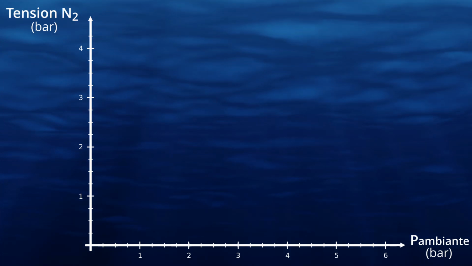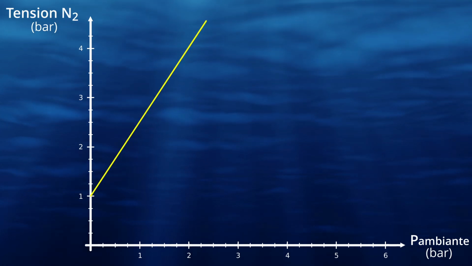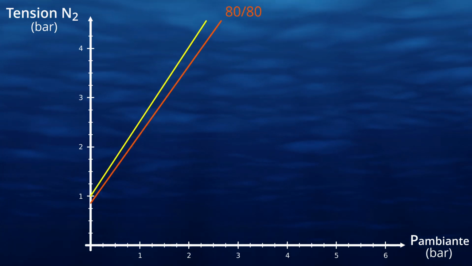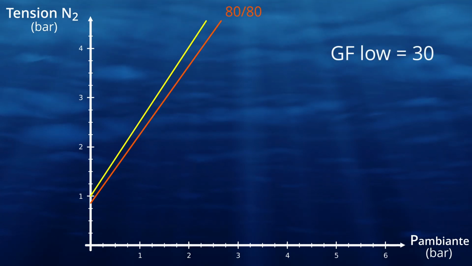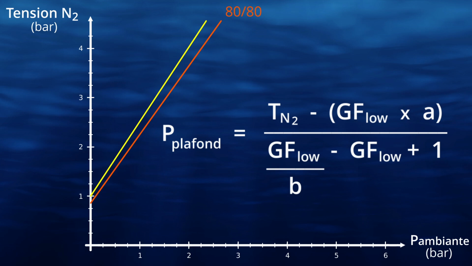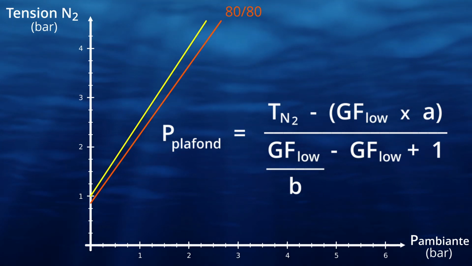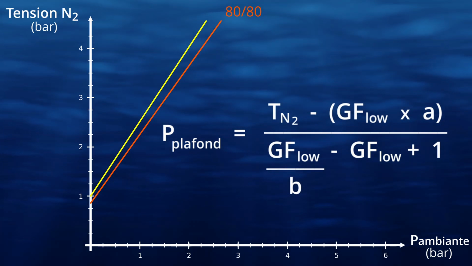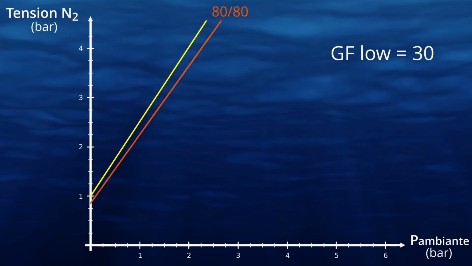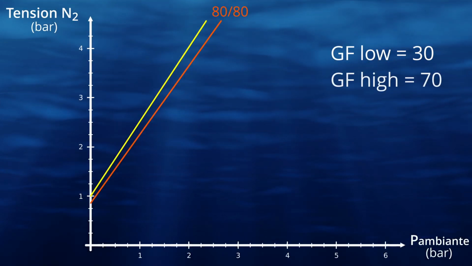Let's return to our M-value lines for our usual compartment, without a GF and with GFs of 80-80. Let's take a GF low of 30. Baker proposes a formula to calculate, based on our current nitrogen tension, the decompression ceiling that will be imposed by this GF low. For the compartment we are interested in, a first stop will need to be made at a depth of 15 meters. Let's set a GF high at 70.